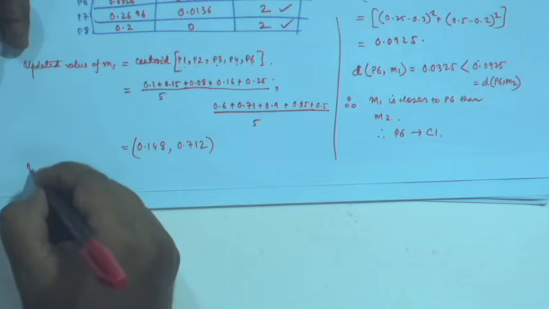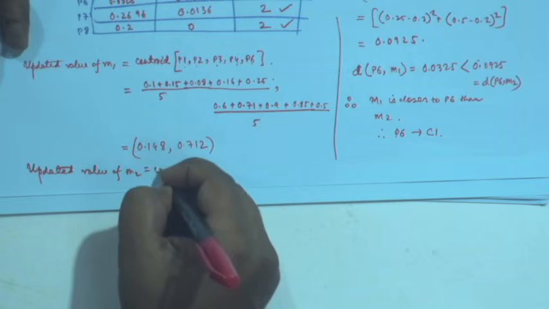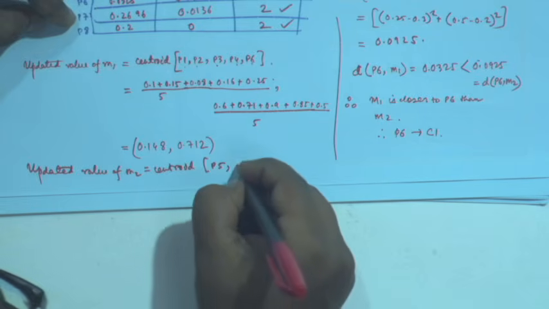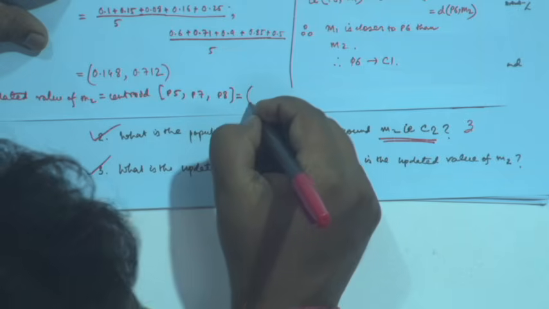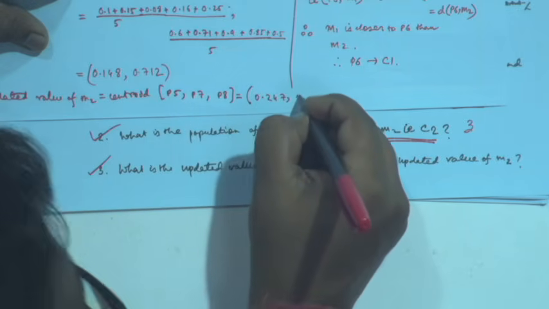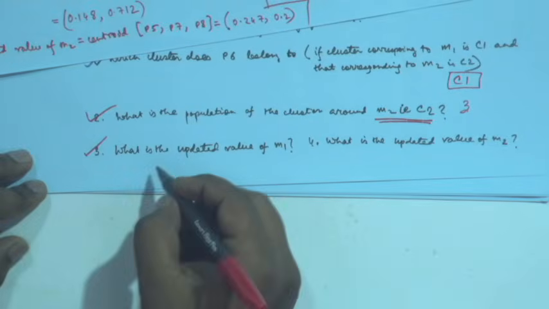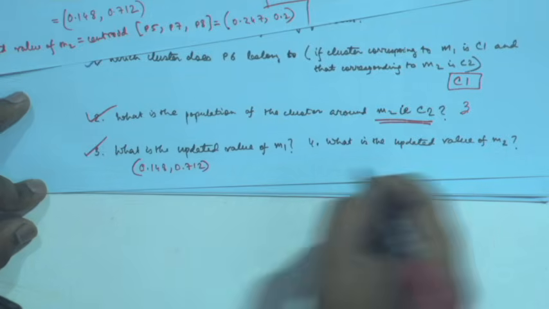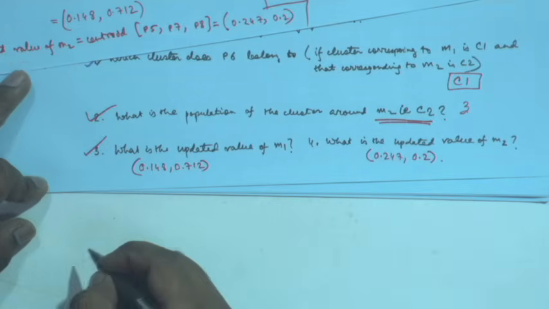Similarly, the updated value of M2 is the centroid of all the points that belong to M2, P5, P7 and P8, which is equal to, I have pre-computed it, 0.247, 0.2. So the answer to this question, updated value of M1 is 0.148, comma 0.712, and updated value of M2 is 0.247, comma 0.2. So you will face this kind of questions in the exam, pretty straightforward.